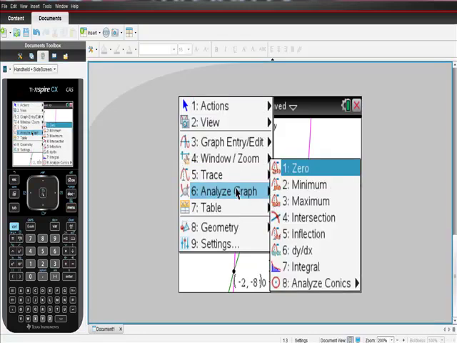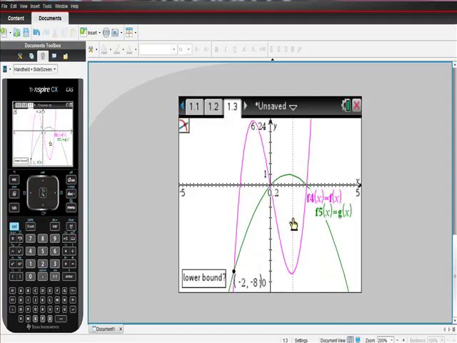I'm going to analyze graph again, go to intersect, lower bound. Again, an x value less than the intersection point. So I hit that, drag this across to here. Look, it picked up the intersection. Hit enter again. So these curves intersect at -2, 0, and 2. But if you look at this for a second, from 0 to 2, the square curve g of x is on top, and from -2 to 0, f of x is the curve that's on top. So we need to work that out.